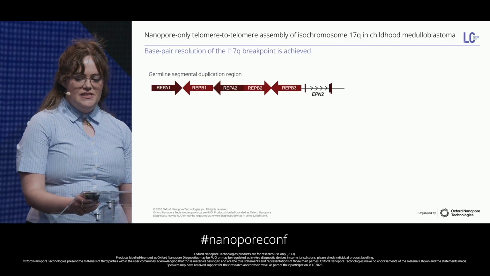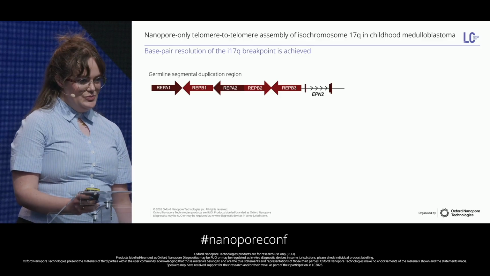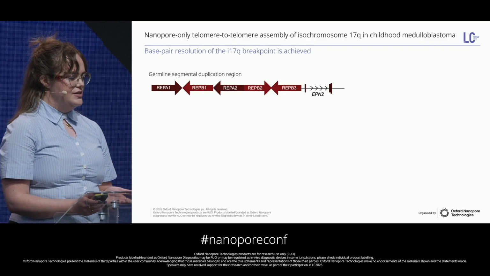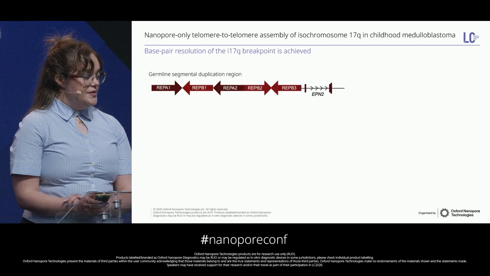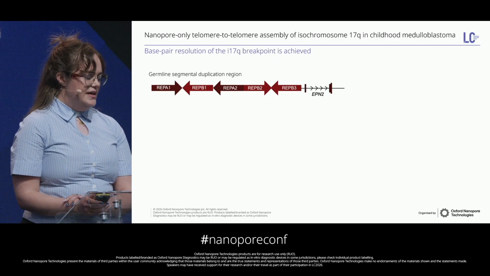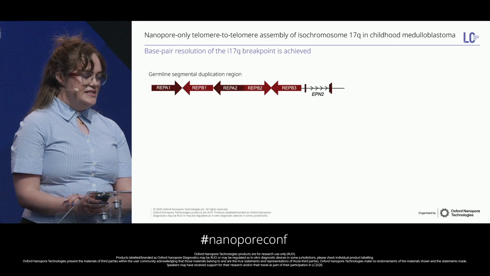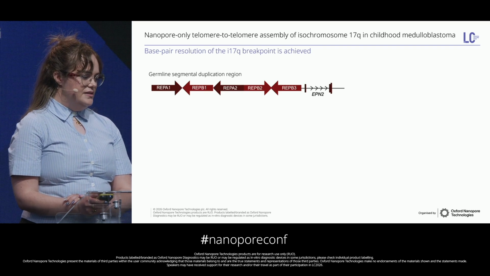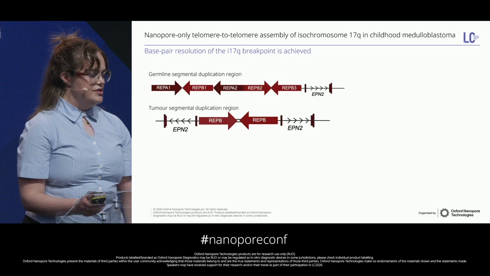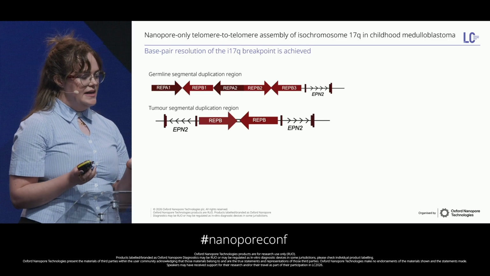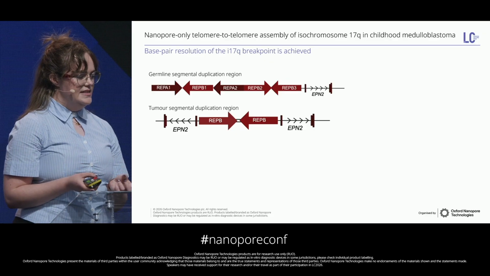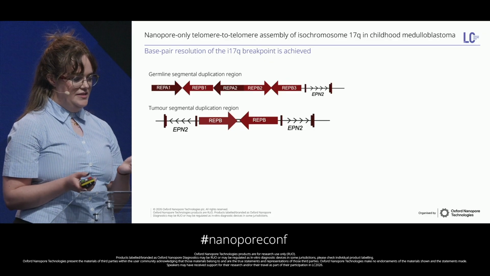So what this allowed me to do was to compare this segmental duplication region before and after isochromosome formation. In the germline contig, what we see is that we have these 5 repeat units in an orientation as seen in GRCh38. However, when we look in the isochromosome construct, what we have are these 2 RepB units flanked by the EPN2 gene either side in this large mirror image palindromic structure.